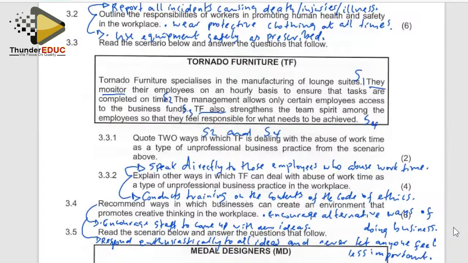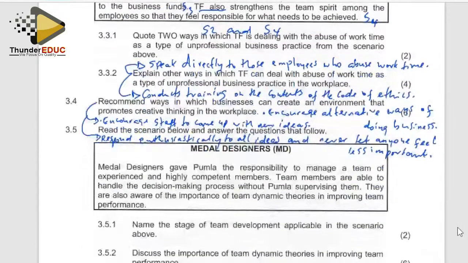Okay, right. So now let's check 3.5. Now 3.5 reads as follows. Metal designers gave Pamela the responsibility to manage a team of experienced and highly competent members. Team members are able to handle the decision-making process without Pamela supervising them. They are also aware of the importance of team dynamic theories in improving team performance.